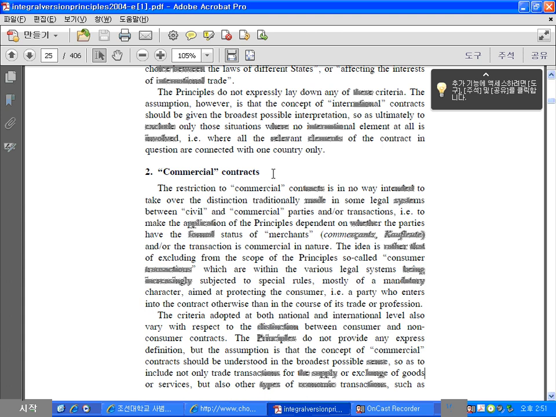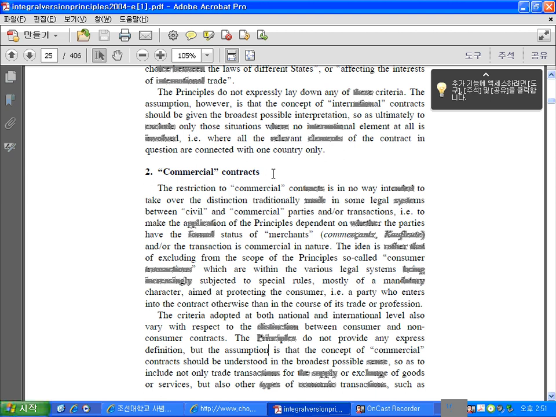So the concept is to define the commercial contract against the consumer contract, not civil and commercial. So a vast area of the traditional scope of civil contract would be governed by this document. The only scope not pertinent to this scope of norms would be consumer contracts, consumer transactions.